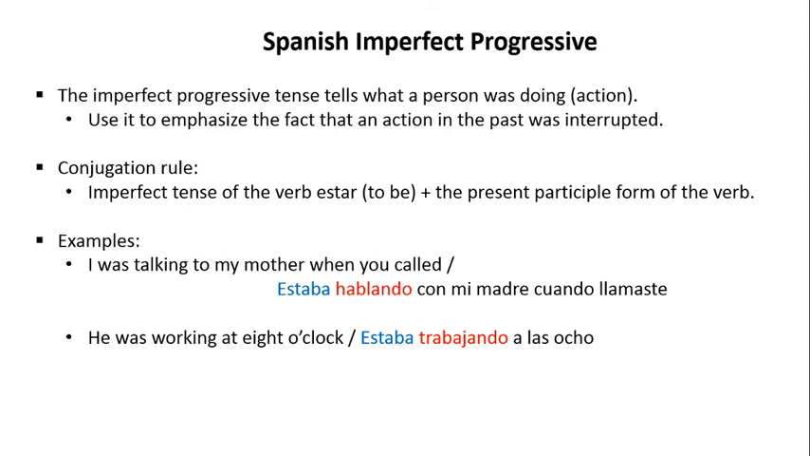Now here I'll speak to the Spanish imperfect progressive. The imperfect progressive tense tells what a person was doing. It's an action. Use it to emphasize the fact that an action in the past was interrupted. The conjugation rule is use the imperfect tense of the verb estar plus the present participle form of the verb. Examples are, I was talking to my mother when you called. Estaba hablando con mi madre cuando llamaste. He was working at 8 o'clock. Estaba trabajando a las 8.